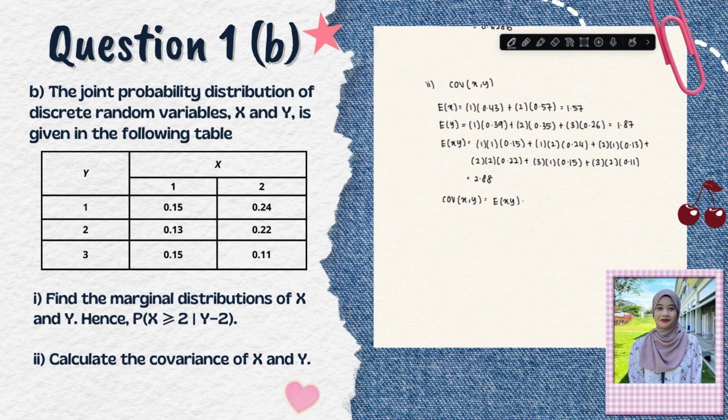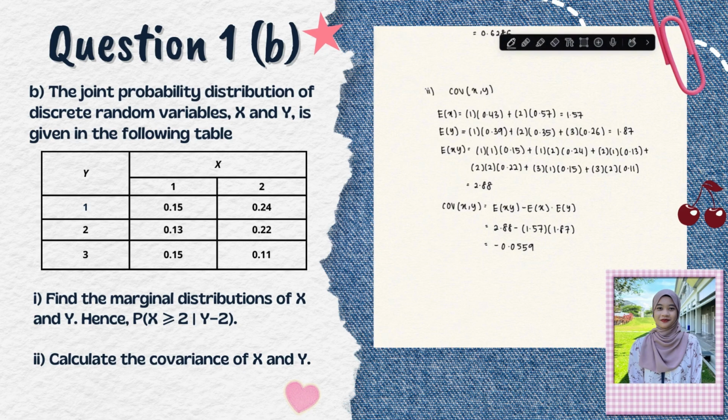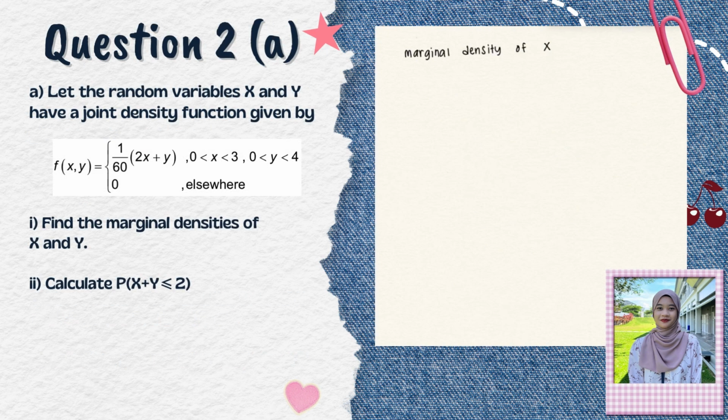Finally, substitute the calculated values into the covariance formula, and the covariance of x and y is equal to negative 0.0559. Question 2. In order to find the marginal density of x, we have to integrate over y with the limit from 0 to 4.